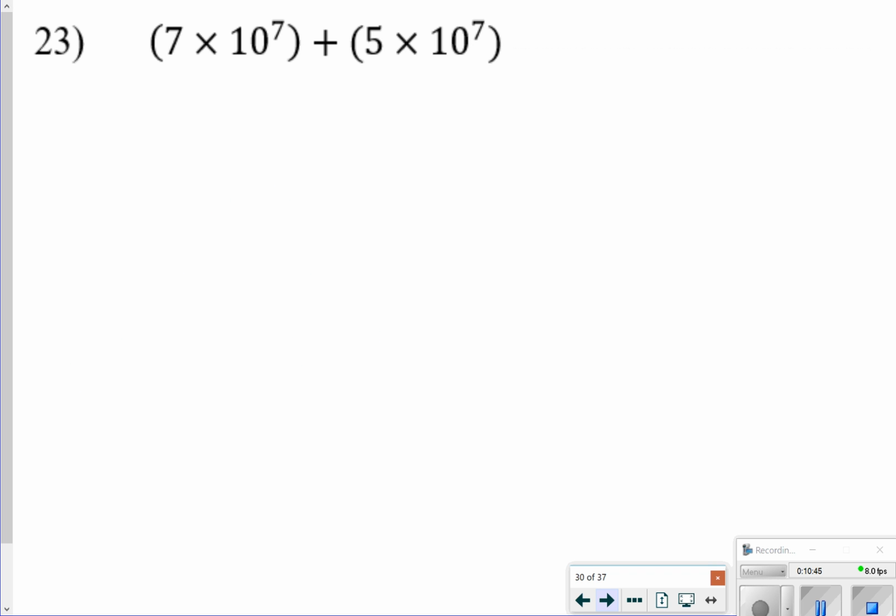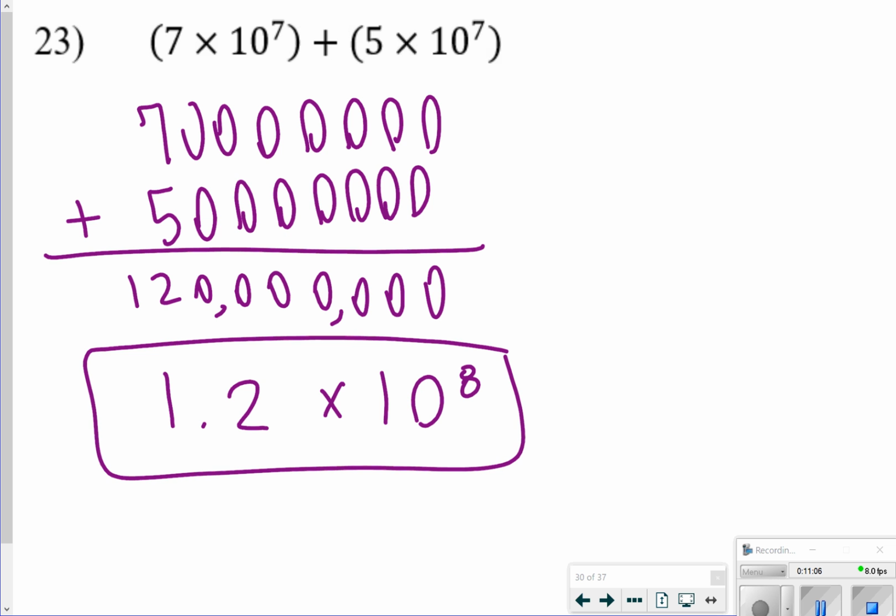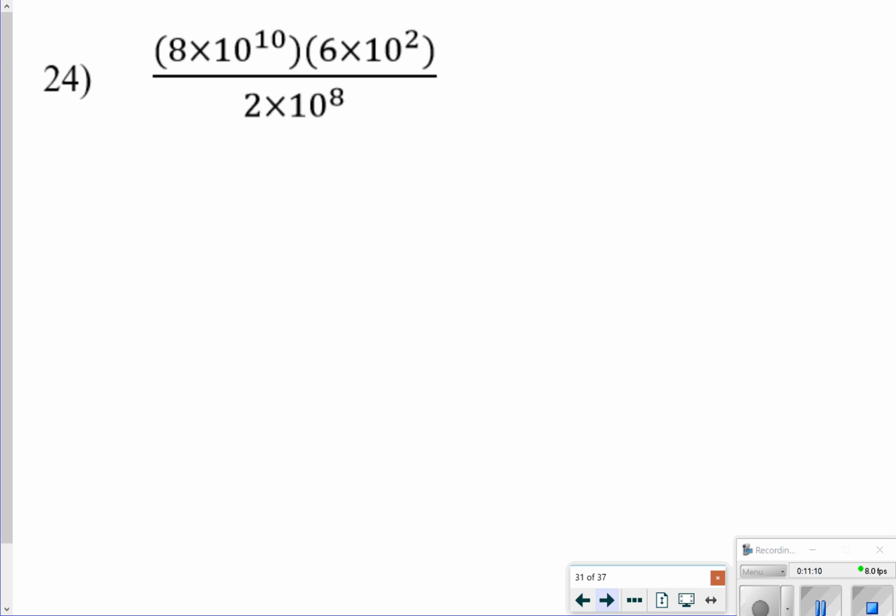For 23, I'm just adding. So what I did here is I actually just wrote it in standard form and then added it together. So this is what my work looks like. So I get 120 million, and then I'm just going to write that in scientific notation, which would be 1.2 times 10 to the 8th power. Or you might have gotten 12 times 10 to the 7th, and then just raised your exponent to get your decimal place ideal.